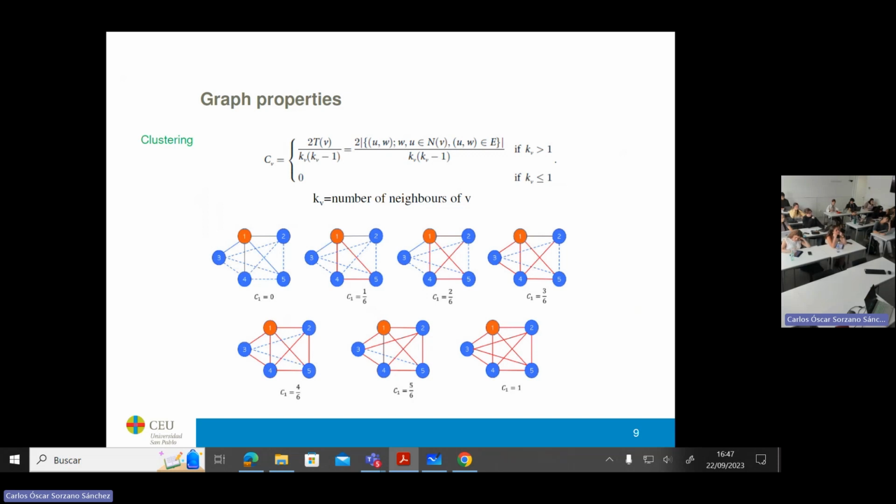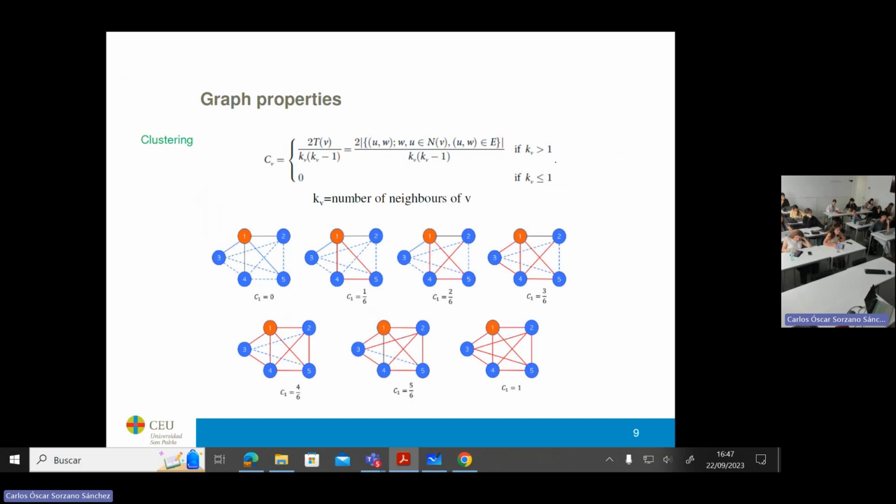And it tells you how well connected a local neighborhood of a node is. So in this example here, the dashed edges do not exist. Only the solid ones are true edges. These others could exist, but they don't. So this node is isolated. The neighbors of node 1 are isolated. If you want to go from 2 to 5, you have to go through 1. There is no other way. So the clustering C1, according to that definition, is 0.